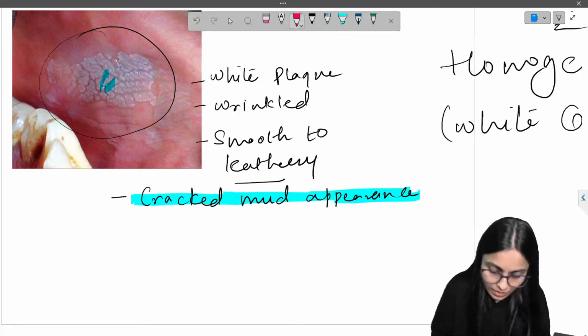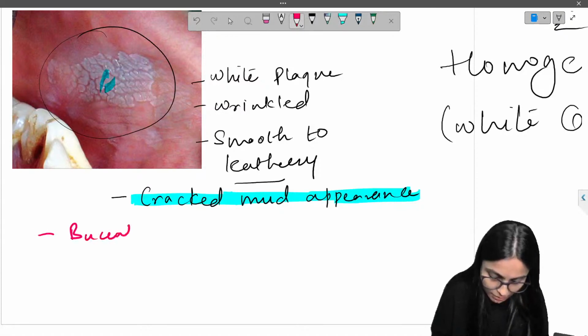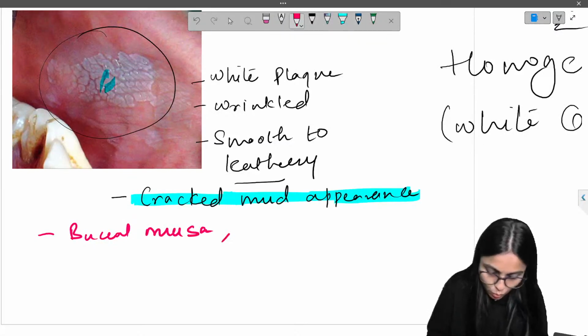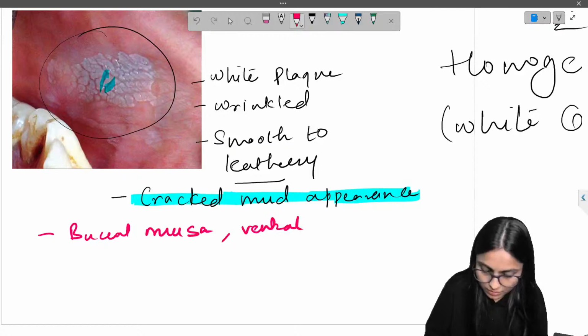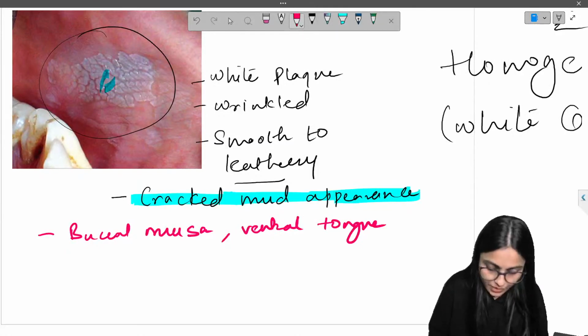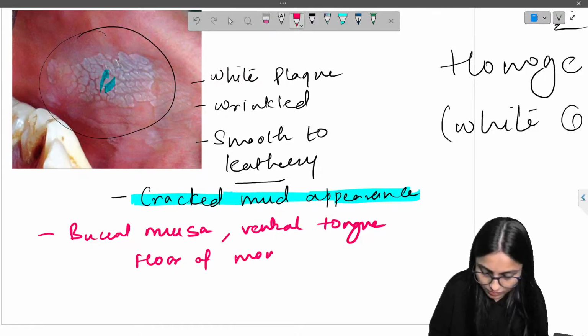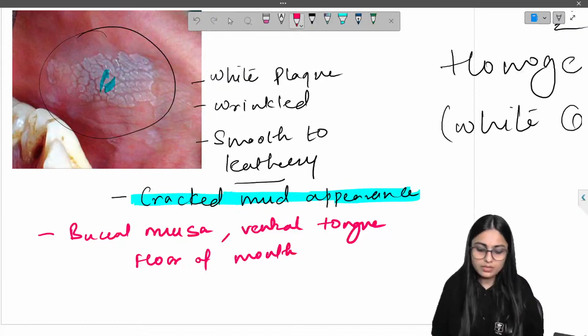Common sites in which you see leukoplakia are buccal mucosa, ventral tongue, floor of mouth.